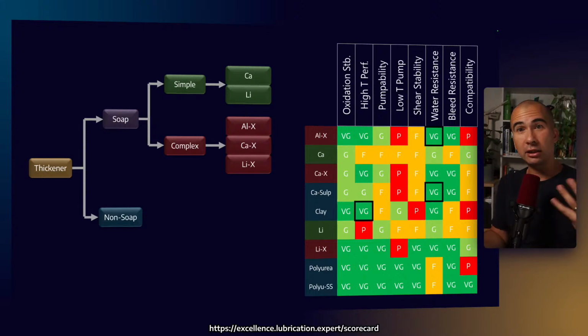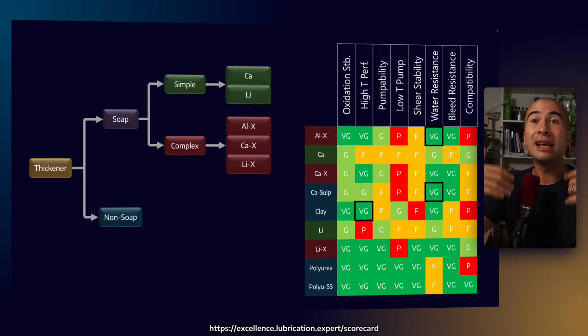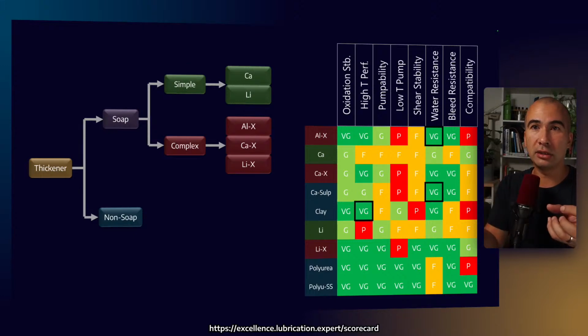Now, each of those, as I said, has a strength and a weakness. So aluminium complex tends to be quite good across the board, except for things like low temperature pumpability, and it has problems with high temperature shear stability. The calcium greases have historically had issues performing at high temperatures because with a regular calcium grease, there is water inside the thickener matrix. So as you start to get to temperatures of around 70 degrees Celsius, it starts to boil off and we lose our consistency.